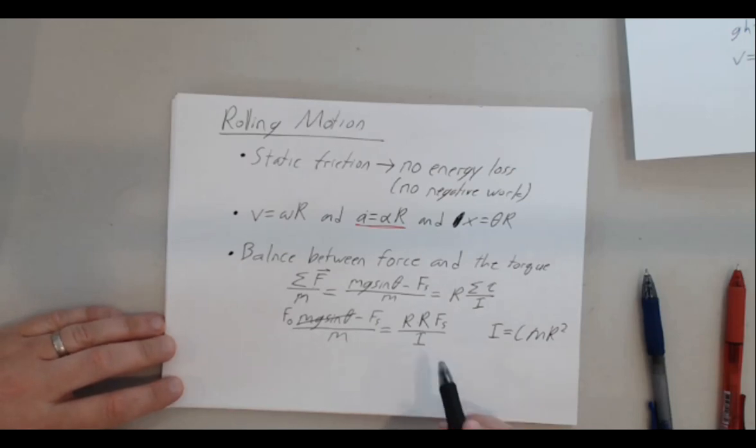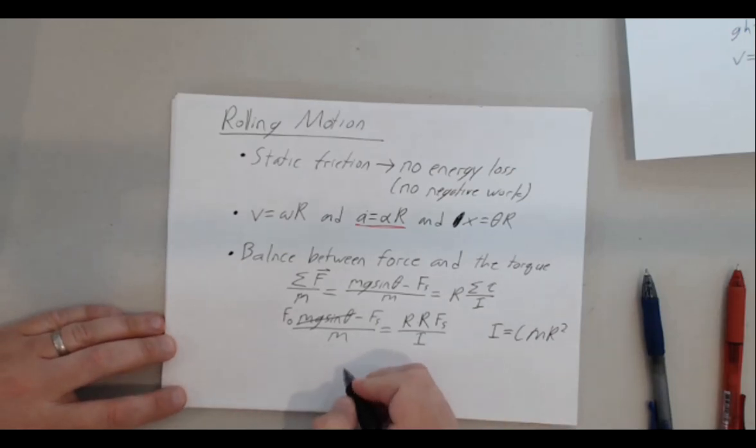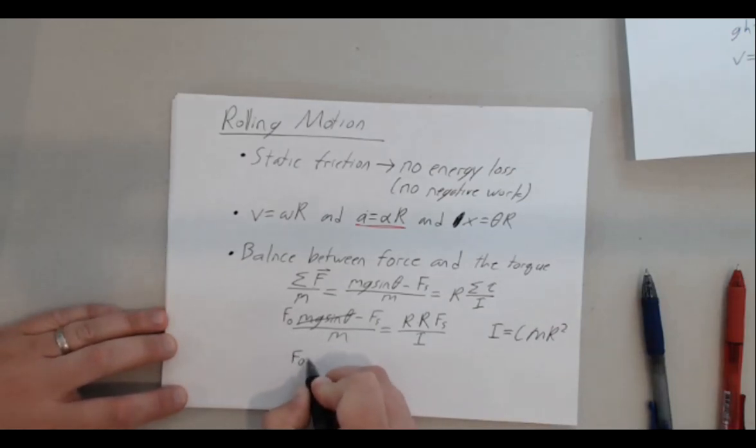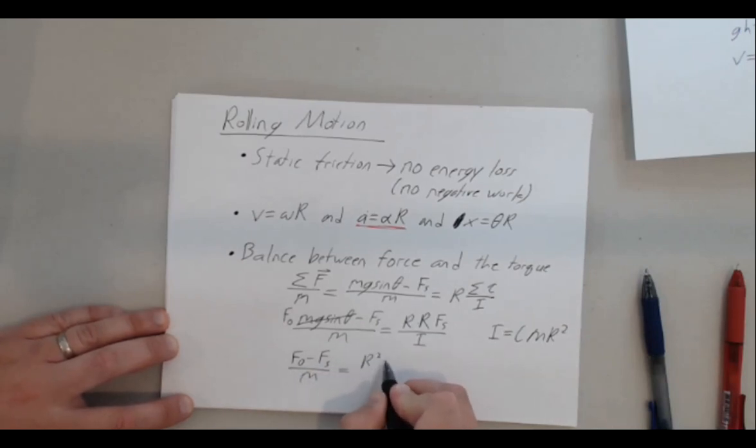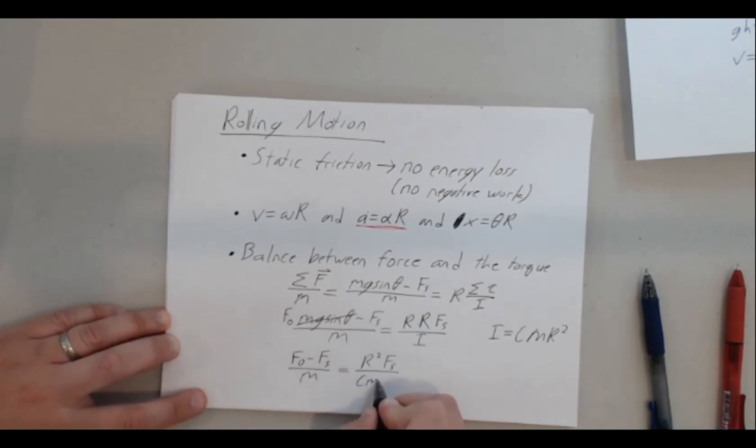So if I put that in here, what I'm going to get is something that looks like my downhill force, or my forward force, I'm going to call it, divided by my static friction force over m equals r squared times friction force divided by some constant times m r squared.